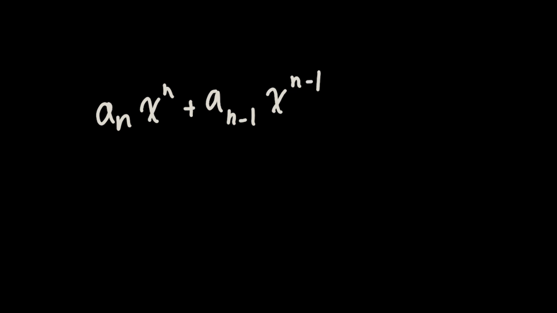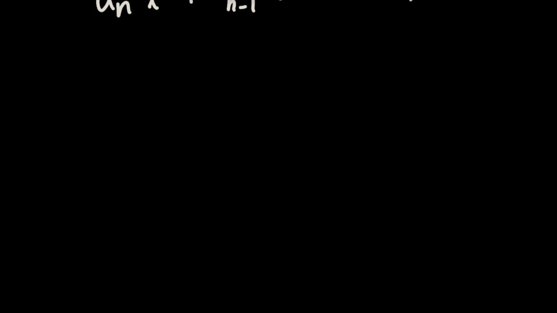A polynomial in the variable x is an expression of the form a_n x to the power n plus a_(n-1) x to the power n minus 1, and we will continue that until we reach a_1 x plus a_0. Okay, let's move from this boring explanation and see some cases.